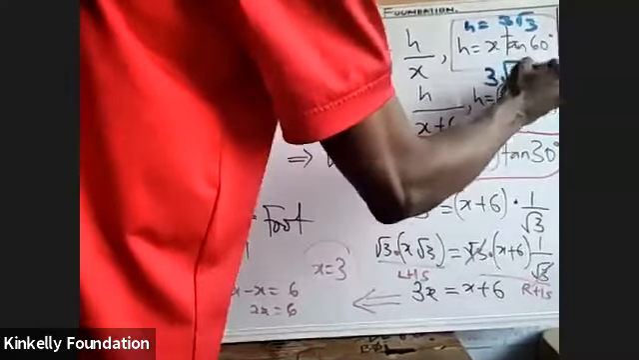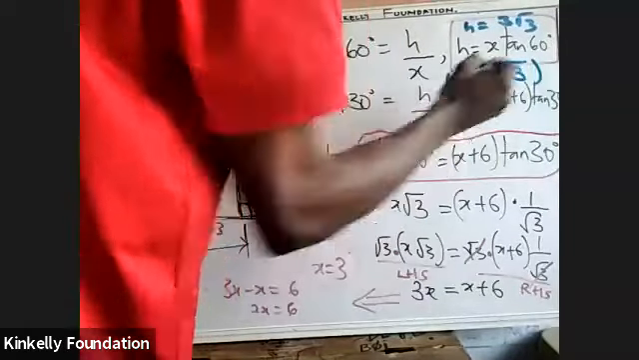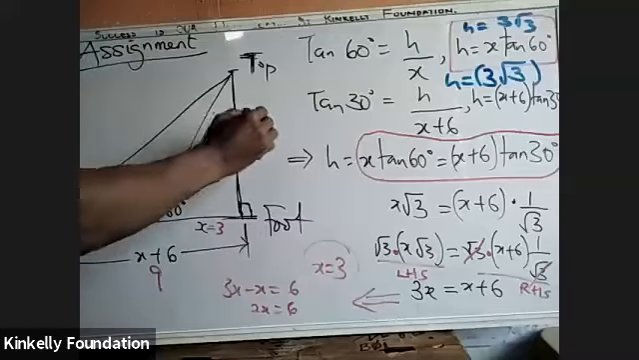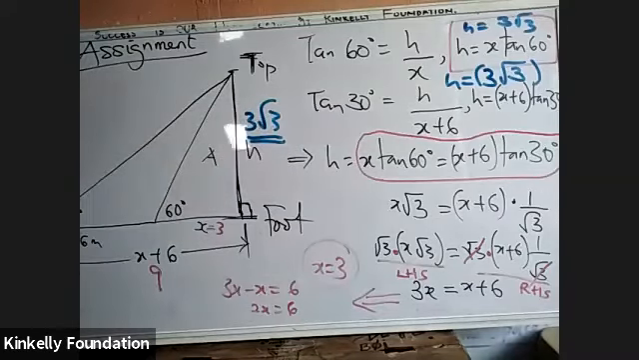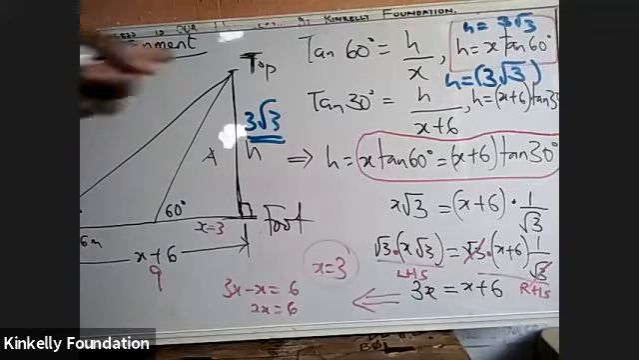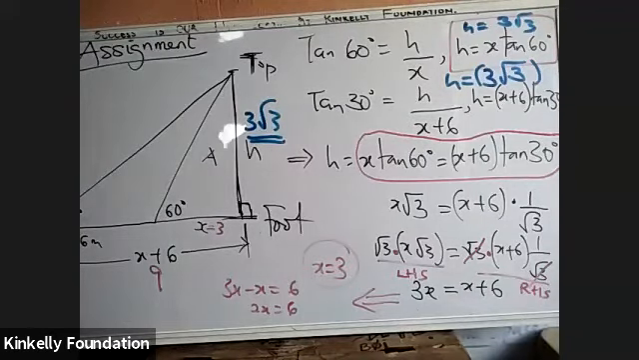So 3 root 3 is the height of the post. If you want to work more on it, you can expand this 3 root 3 and get your appropriate decimal fraction.